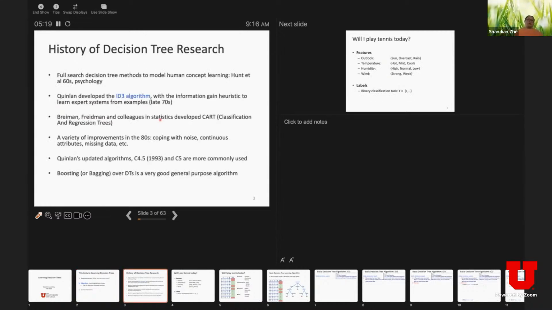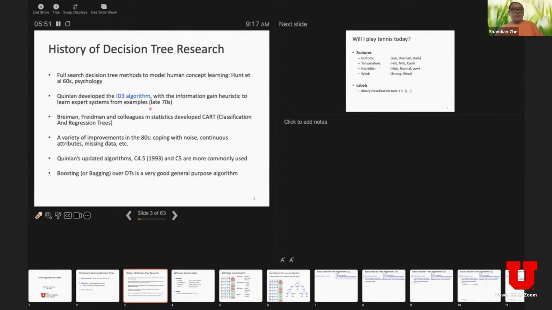So here is some sharing of the history of decision tree research. It's just to expand our historical knowledge. It's a long history. In the 60s of the last century, psychologists were trying to use some decision trees to model human concept learning. So you can see that it directly comes from observation of human learning behaviors.